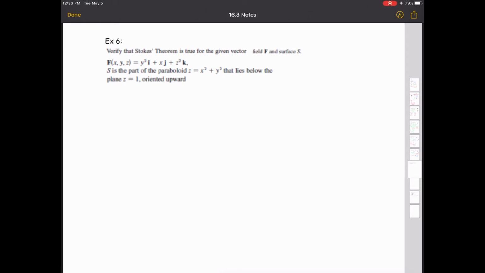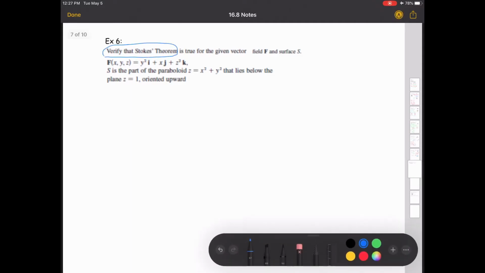Okay, example 6. Examples 6 and 7 are going to take some time. These are a little bit lengthy to do, and hopefully, as you've noticed, if you got the printout here, there is a completely blank next page, and that's because it's basically like doing two problems in one. The reason for that is because if you notice, the very first thing it says here is verify Stokes' theorem. Verify Stokes' theorem.